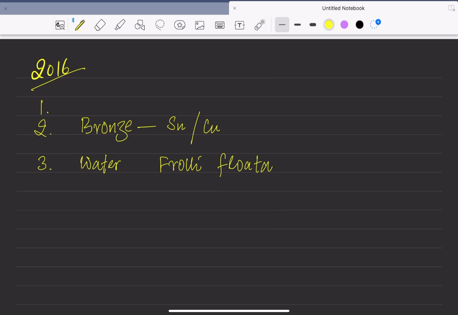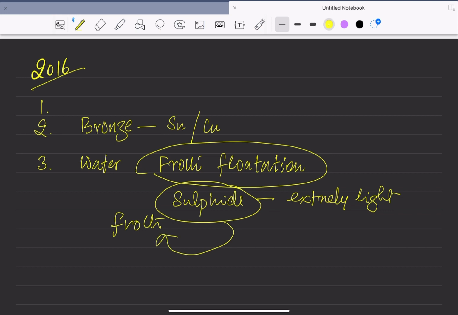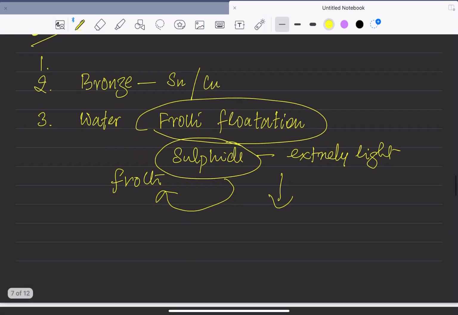Now why is it known as preferential wetting? Froth flotation is used for purification of sulfide ores, isn't it? And what is the reason why sulfide ores only? Because sulfide ores are extremely light, so they can attach to the froth that is formed at the top of the water level. So in the froth flotation process, the sulfide ore, being extremely light, gets attached to the froth, and the gangue, because it's heavy, goes to the bottom. So preferentially we only wet the sulfide ore that rises to the bubble. That's the meaning of preferential wetting. So the process is nothing but froth flotation.